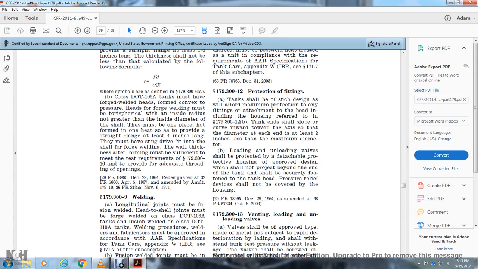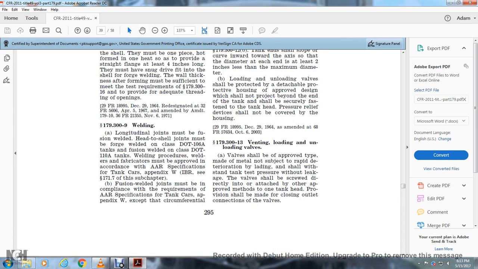Loading and unloading valves shall be protected with a detachable protective housing of approved design that shall not project beyond the end of the tank and shall be securely fastened. The tank head pressure relief device shall not be covered with the housing.